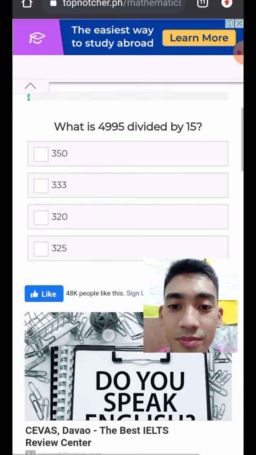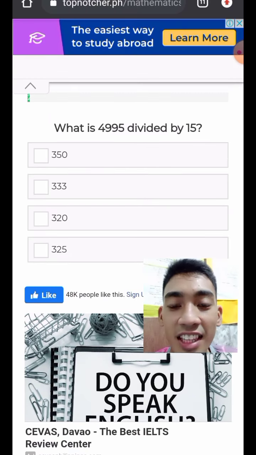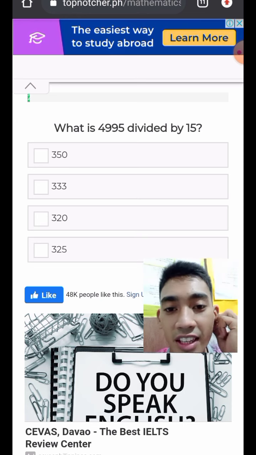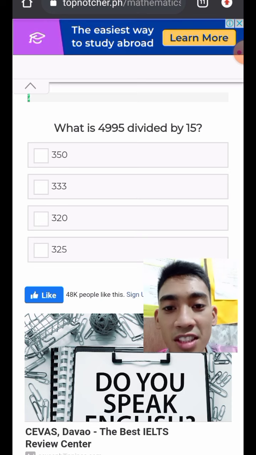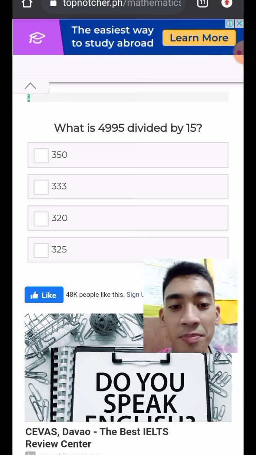Continue. What is 4,995 divided by 15? Okay, so simply we will divide it. So 49 divided by 15, we take the first 2 digits. So 49 divided by 15 will give you 3.